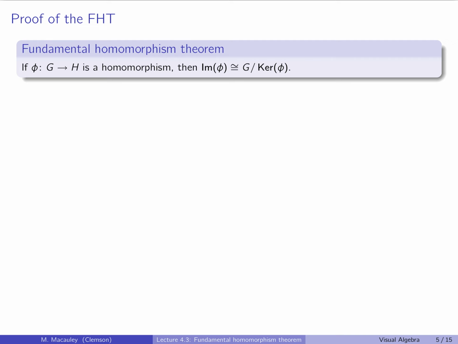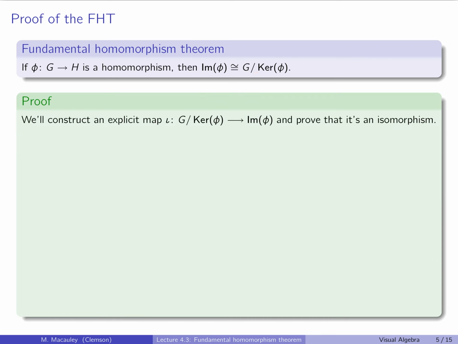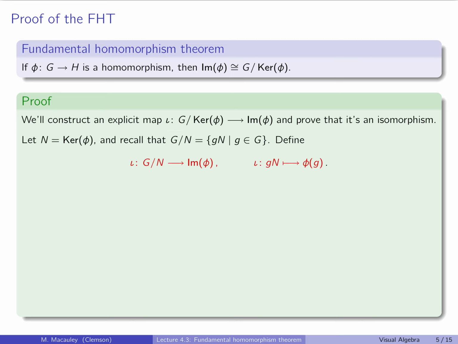Okay, now it's time to prove the Fundamental Homomorphism Theorem, that if phi is a homomorphism from G to H, then the image of phi is isomorphic to G mod the kernel of phi. We will do this by constructing an explicit map between these two groups and proving that it's an isomorphism. Let's denote the kernel of phi by N for short, and recall that G mod N, by definition, is the set of cosets of N. Remember, since N is normal, it doesn't matter if we use right cosets or left cosets. They're the same thing.